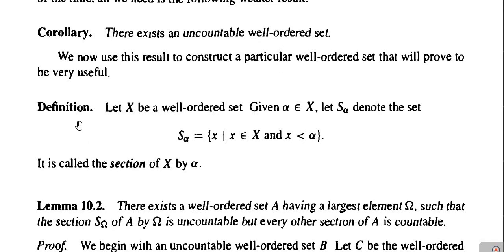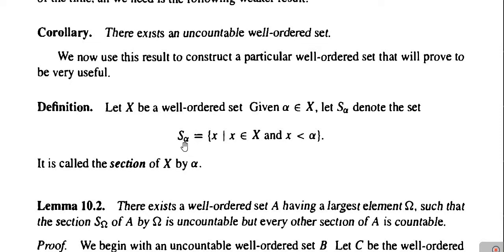Next one is the definition. Let X be a well ordered set and alpha belong to X. Let S alpha denote the set S alpha = {x | x belongs to X and x < alpha}. Then this set S alpha is called the section of X by alpha.